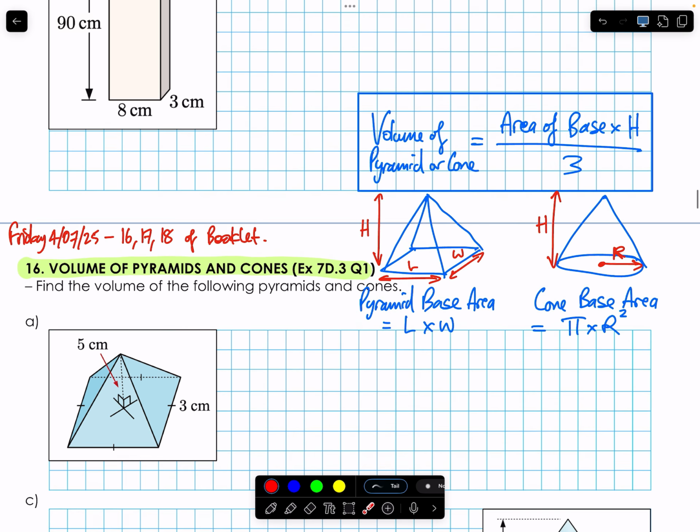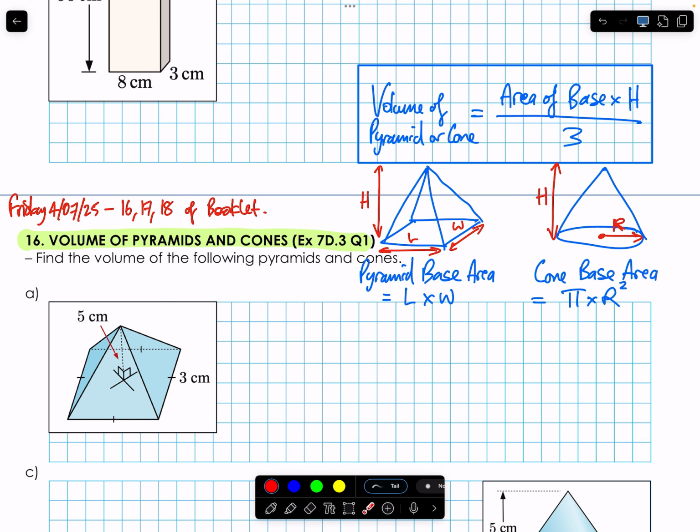The only formula that you're going to get today is the volume of a pyramid or cone. The formula for the volume of a pyramid or cone is exactly the same for both of them. It's the area of the base times by the height, and then you divide the answer by 3.